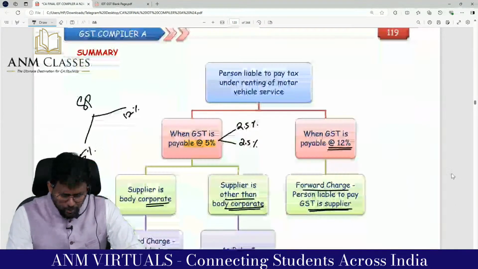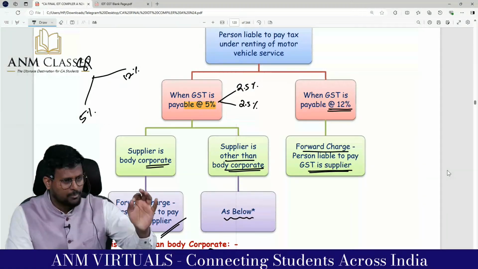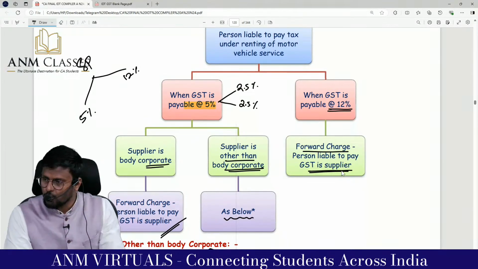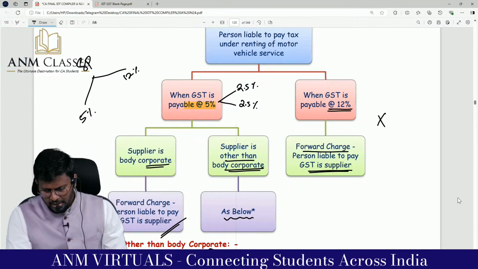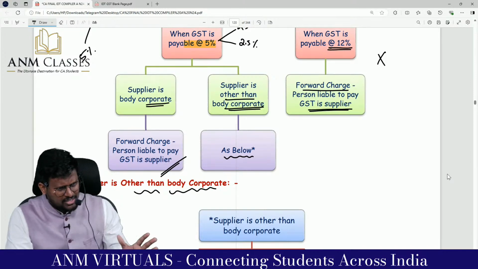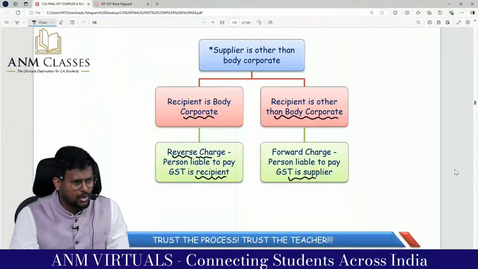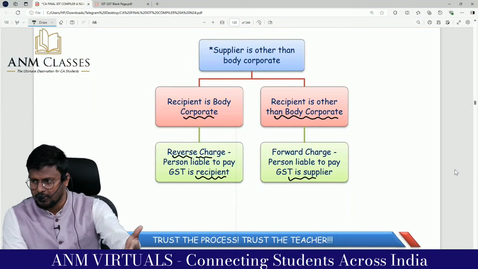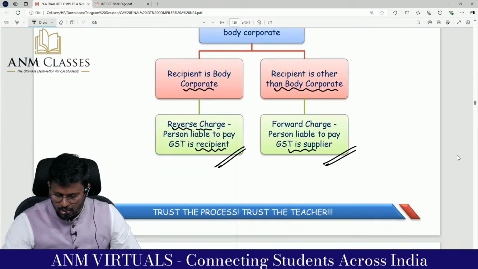With regard to renting of immovable property, very important part. Renting, person liable to pay GST. You have to check whether the renting of immovable property is at 5% or 12%. If 12%, it is always forward charge mechanism, there is no question of RCM. If it is 5%, you have to check whether the supplier is a body corporate or other than body corporate. If the supplier is a body corporate, there is no RCM. If the supplier is other than body corporate, you have to check the status of the recipient. If the recipient is a body corporate, then RCM will be applicable. Otherwise, FCM will be applicable. Are you all really with me?